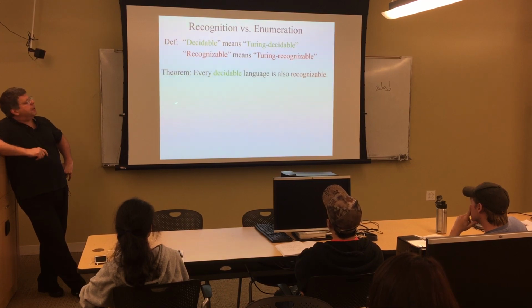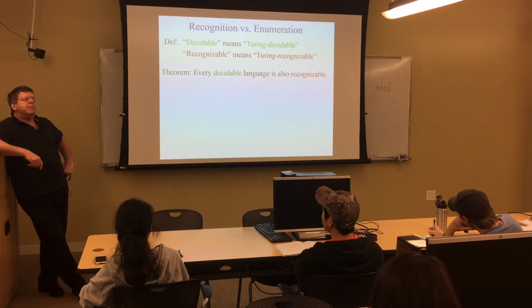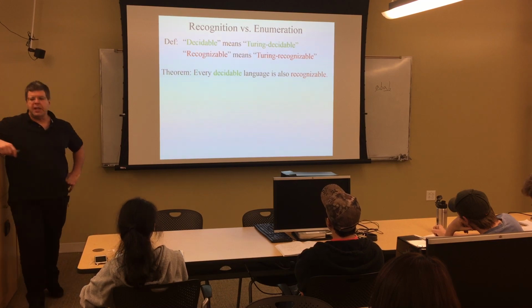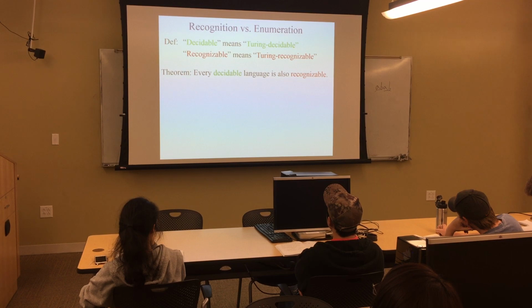We omit the word Turing in front of these two terms. First theorem: every decidable language is also recognizable. Now, that's an easy one. How would you prove that from these two definitions? Every decidable language is also recognizable. Why is that true?